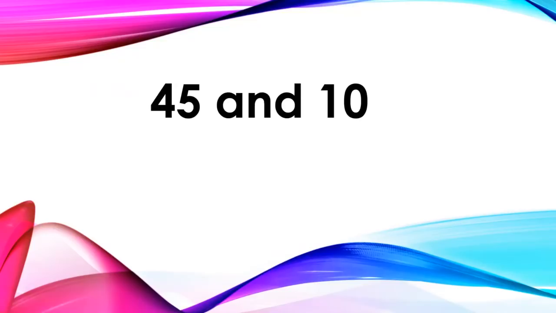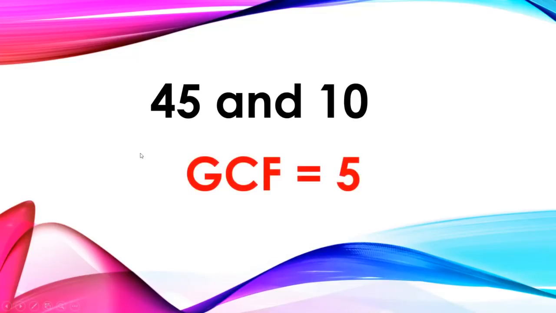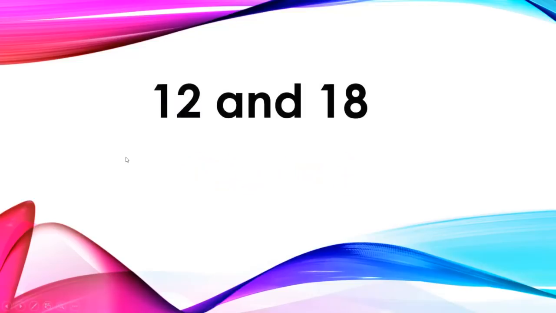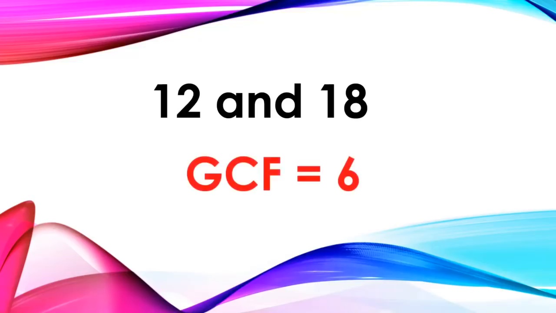Okay, next, how about 45 and 10? As you can see, 45 and 10 are both divisible by 5. So that is the biggest possible number. So that is the GCF. So for 45 and 10, the GCF is 5. Okay, how about 12 and 18? For 12 and 18, the biggest number that we could use to divide 12 and 18 is 6, right? Yes, it's 6.